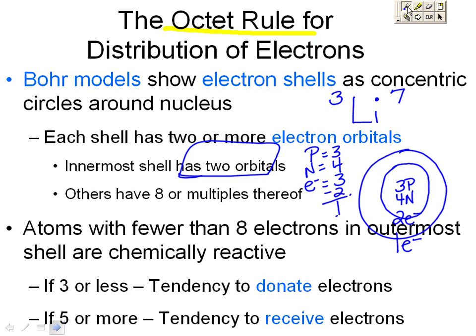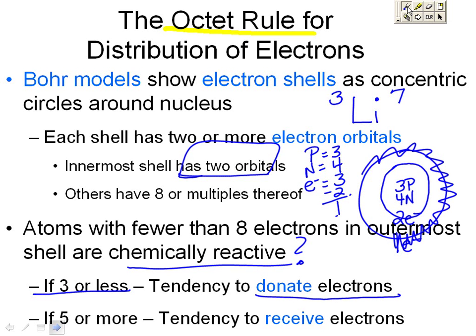Now, you have to ask yourself, is this atom chemically stable or is it chemically reactive? Well, to be stable, we need 8 or a multiple of 8 on that outer level. Well, there's only 1. This atom is chemically reactive. It is in this 3 or less category. So this atom is constantly seeking another atom to join with so that it may donate its 1 electron. Because when it donates its 1 electron and loses this electron shell, then it is stable, because the first one is stable with only 2.